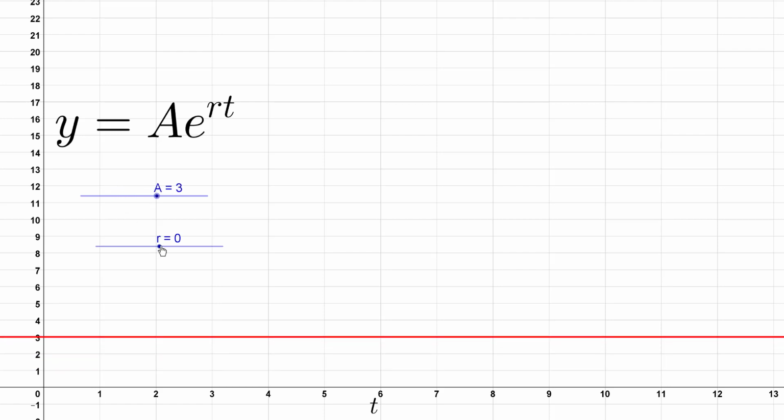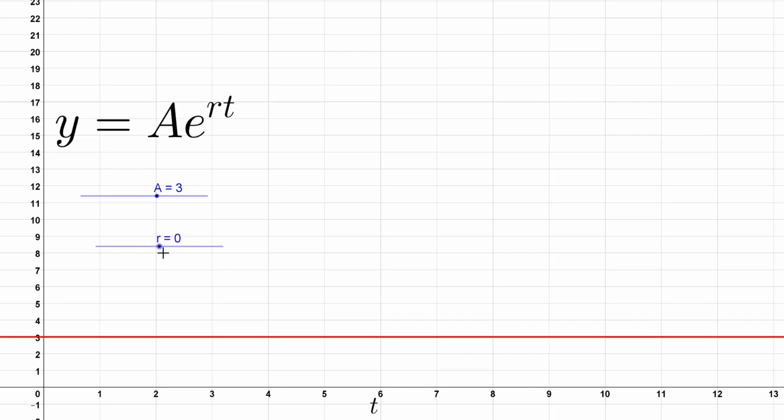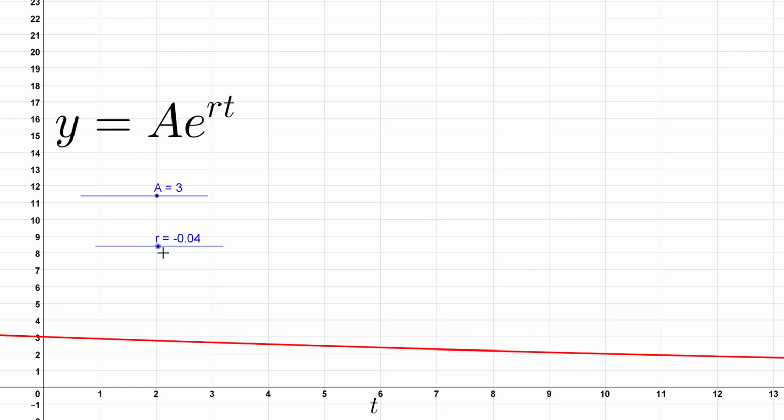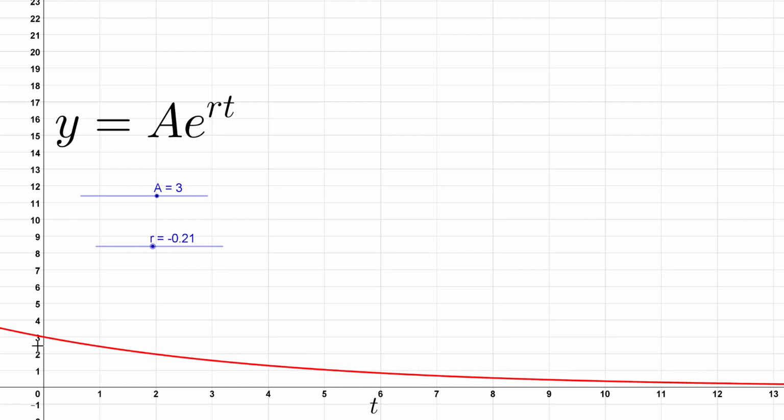What if we include a negative growth rate? What about a negative growth rate? Well, we know we call negative growth decay in this case. So a negative growth rate, we're going to call that a decay rate. And as you can see, a negative growth rate or a decay rate means the values are decreasing.